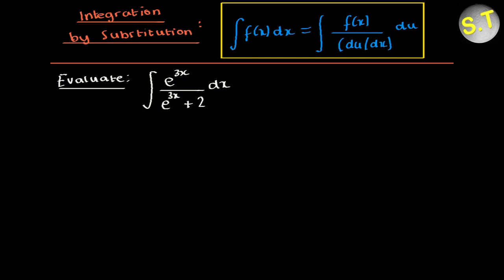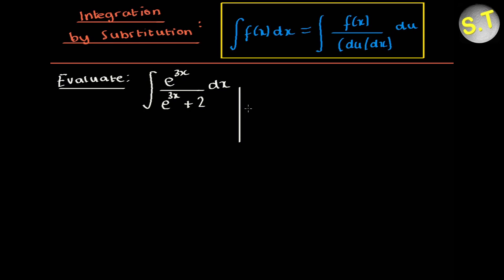So in this example, we're asked to evaluate the integral of the exponential function e to the 3x divided by e to the 3x plus 2 with respect to x. And it might not be initially very obvious that we can use integration by substitution in this example. However, we know that the derivative of e to the 3x plus 2 is related to e to the 3x in some way. So let's pick our u values.